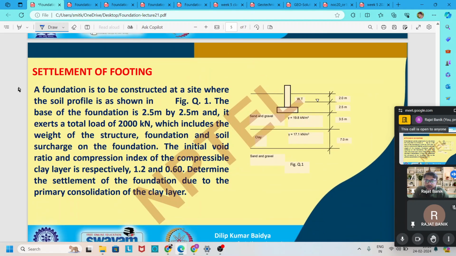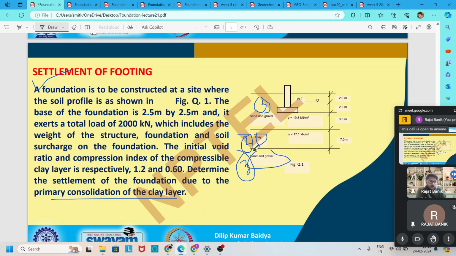Then here one problem is given based on this primary consolidation settlement. It is a very easy problem, so first we discuss it and try to solve it here. It is said that a foundation is to be constructed at a site where the soil profile is shown. So one foundation is constructed in layered soil. The first layer is sand and gravel, the second is clay, and the third layer is again sand and gravel.